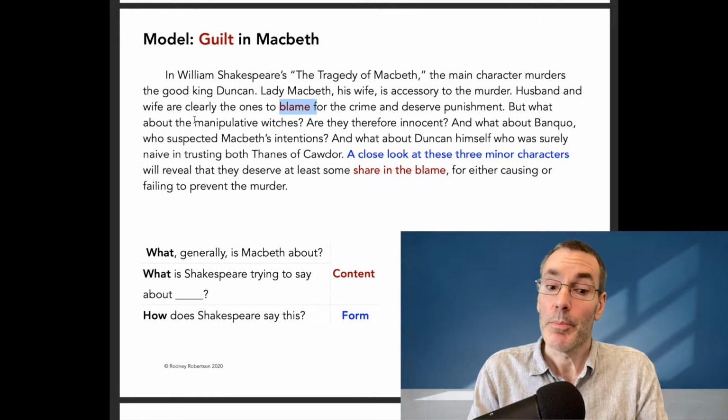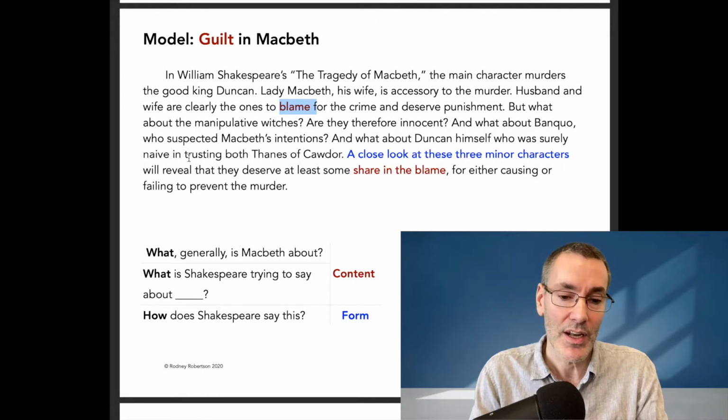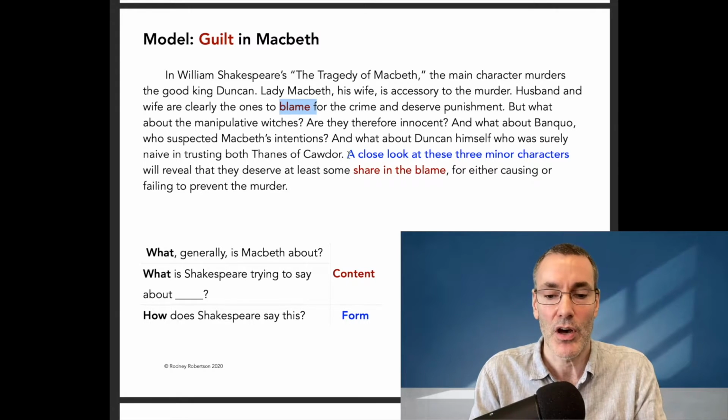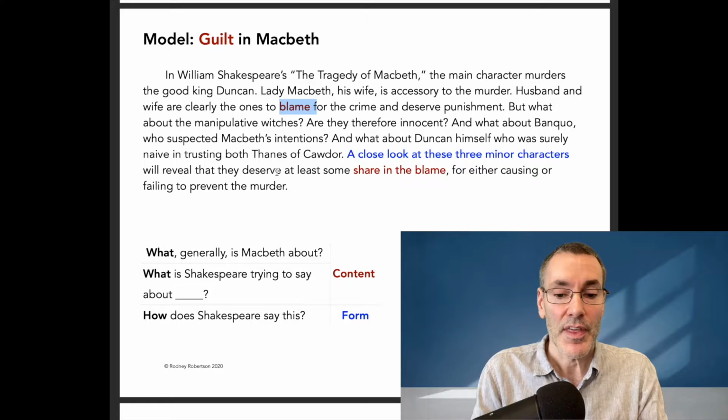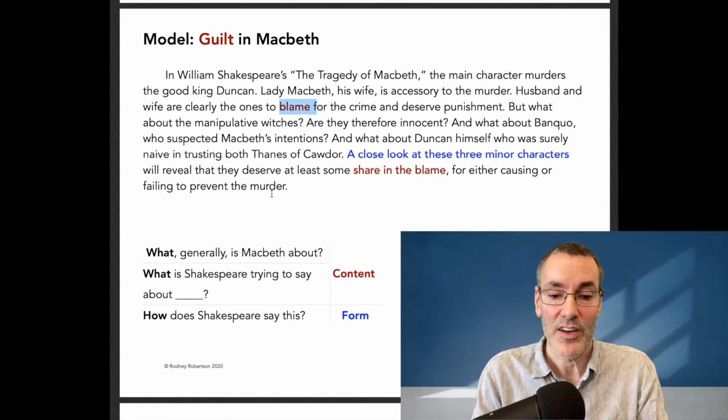But what about the manipulative witches? Are they therefore innocent? And what about Banquo, who suspected Macbeth's intentions? And what about Duncan himself, who was surely naive in trusting both Thanes of Cawdor? A close look at these 3 minor characters will reveal that they deserve at least some share in the blame for either causing or failing to prevent the murder.